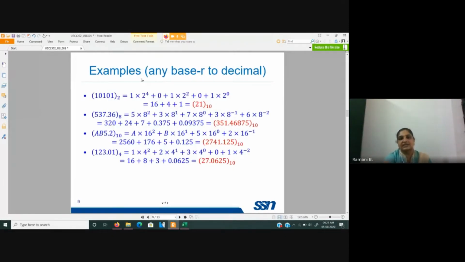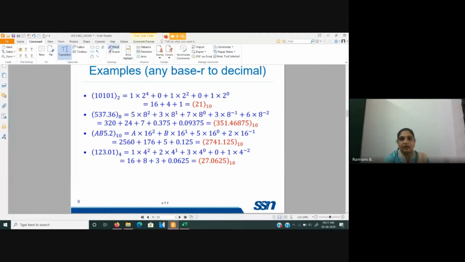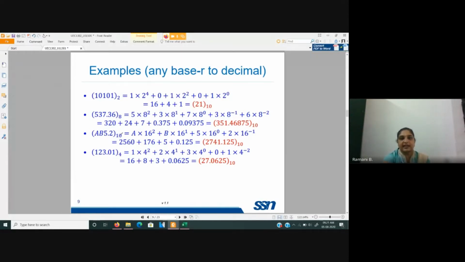Now we shall see some examples where you can convert a number in any base R system to a decimal number. Here, first I have taken an example of a binary number, 10101. You are having 5 digits, so your powers will be from 0 to 4.